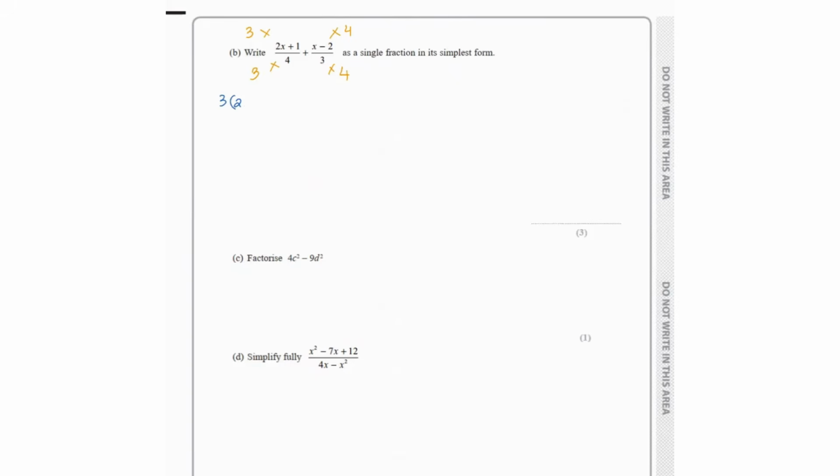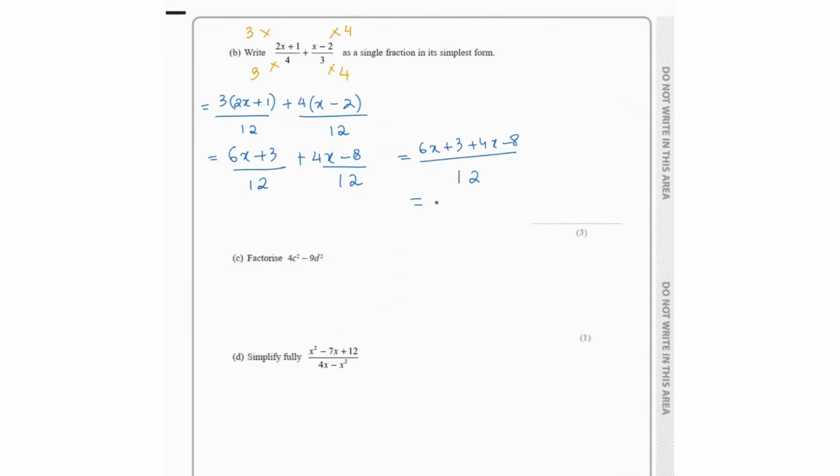So 3 times 2x plus 1 over 12 plus 4 times x minus 2 over 12. 6x plus 3 over 12 plus 4x minus 8 over 12. Now we can rewrite this as a single fraction because the denominator is the same. 6x plus 3 plus 4x minus 8. Collect the like terms. We can't simplify it, yeah, because 5, 10, and 12, all three don't come in the same times table. So this is your simplified fraction.